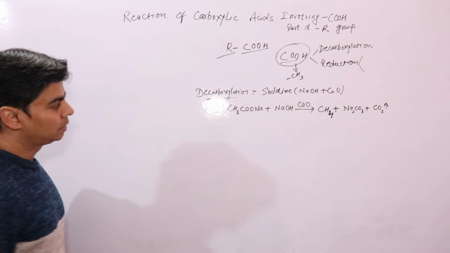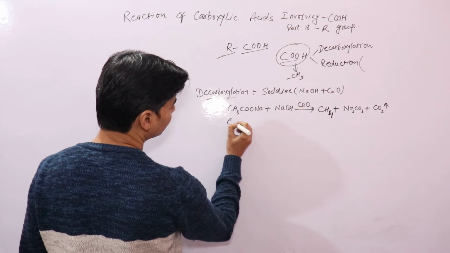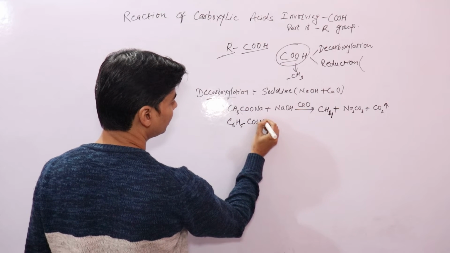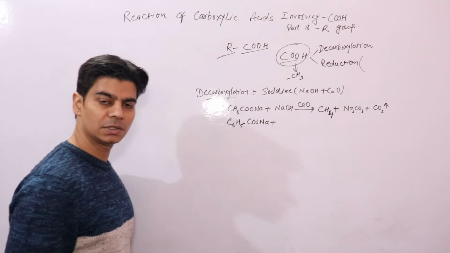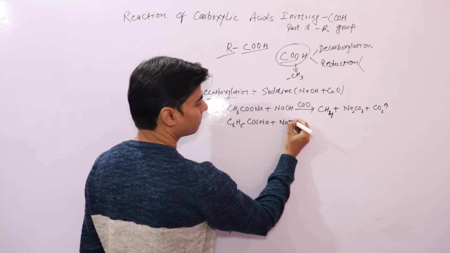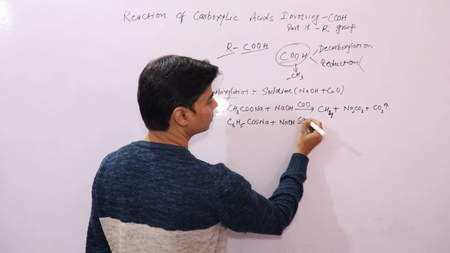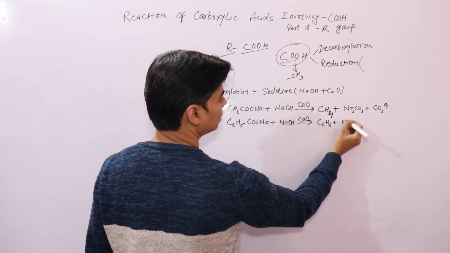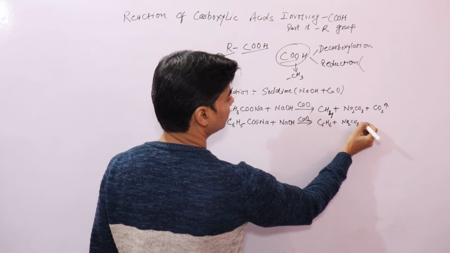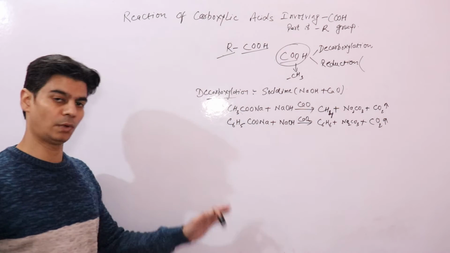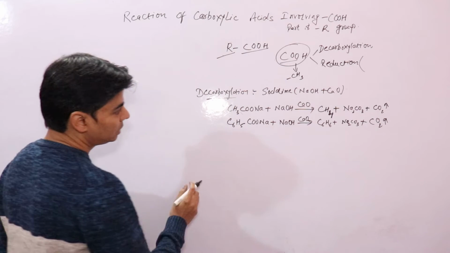Similarly, if you take C6H5COONa, sodium benzoate, and treat sodium benzoate with soda lime, it will form C6H6 plus sodium carbonate plus CO2. This is one way.